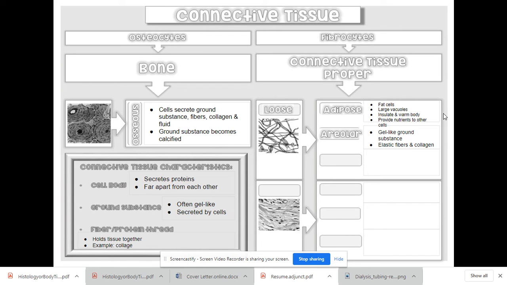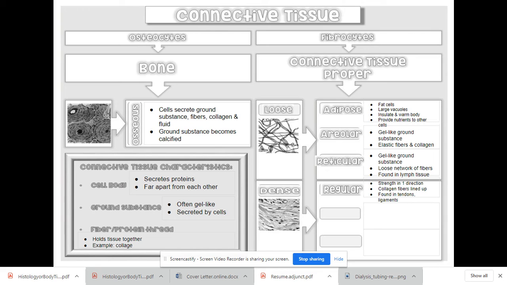A second type of loose connective tissue is what's called areolar. It has a gel-like ground substance, and it is made up of elastic fibers and collagen. The third kind is called reticular.